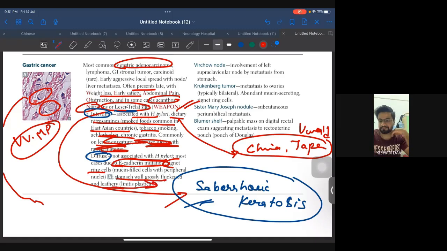Bolo bolo. Where can we see the signet ring cells? Can we see it in malaria and babesia? Agree or not? Okay. So stomach wall grossly thickened and leathery. Let me just check I am correct or not.